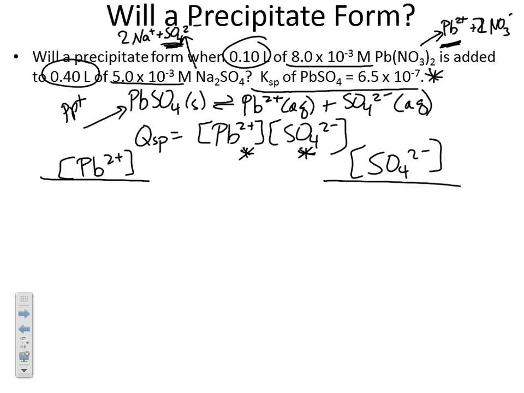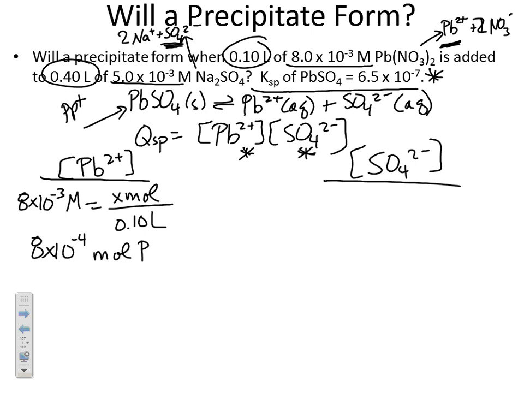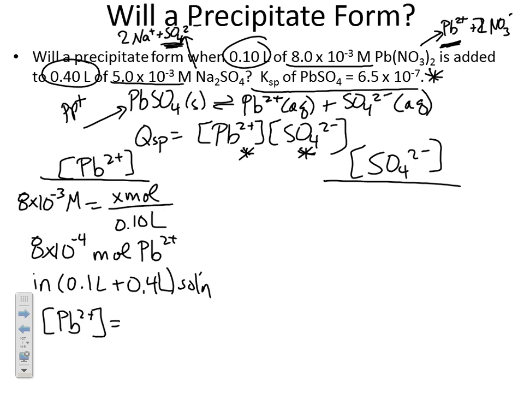The first way is using the definition of molarity, using moles per liter. So for the lead, we know that it's 8 times 10 to the minus third molar. So I can solve for the number of moles of the lead in the 0.1 liters, and I get 8 times 10 to the minus fourth moles of Pb2 plus. But then I have to take into account that I will have this at the end in a total of 0.1 liters plus 0.4 liter solution, right? So I'm going to then divide in order to get the concentration of lead in the final beaker.